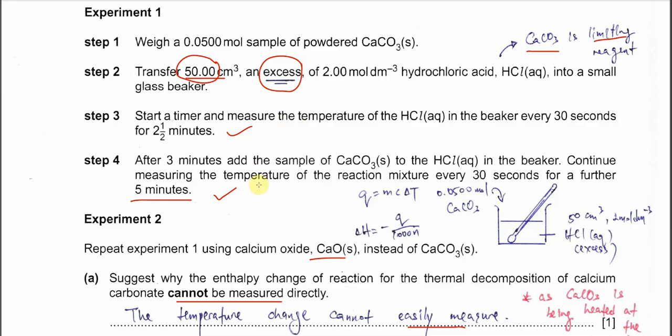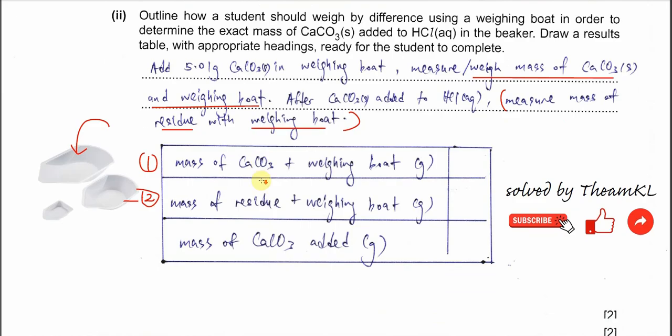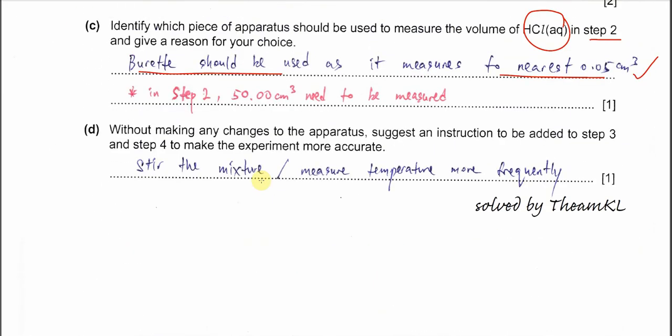After the addition, of course, the stirring must be there. Then we can get a more accurate temperature. So the answer is quite straightforward. Stir the mixture or measure the temperatures more frequently. Stir the mixture is better.